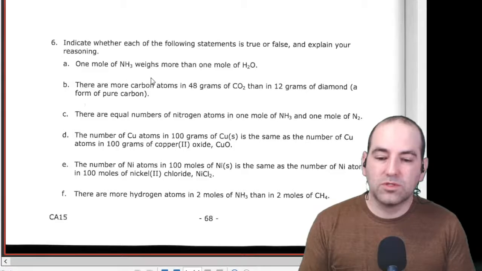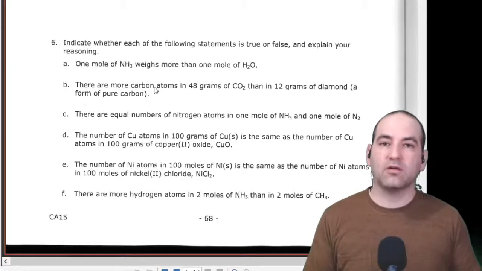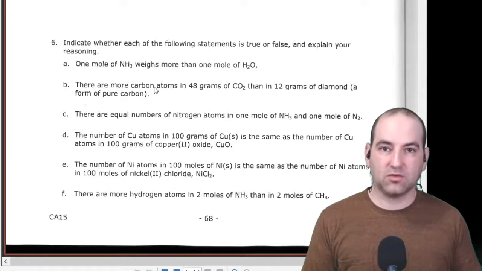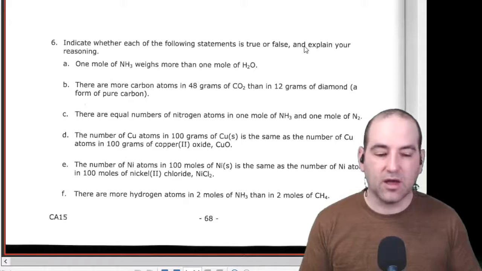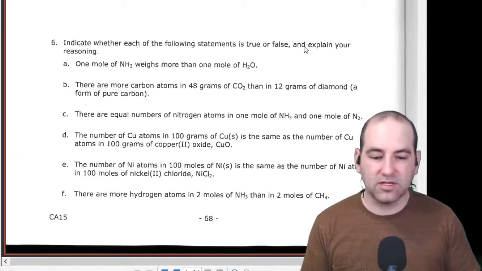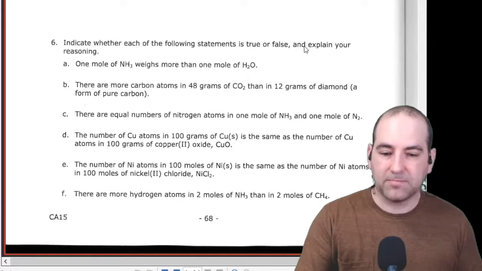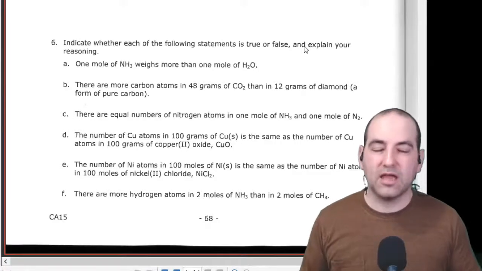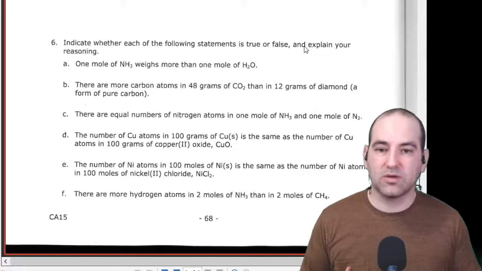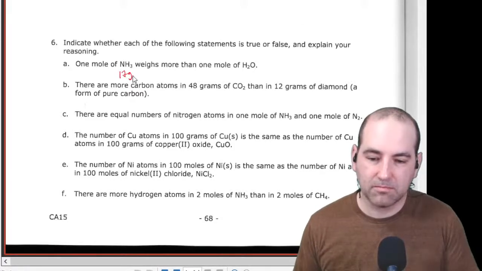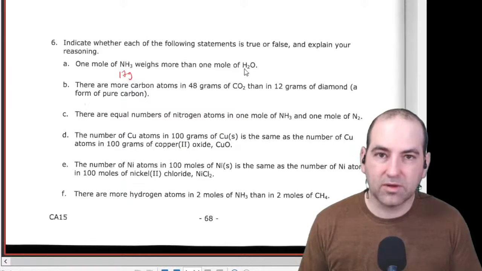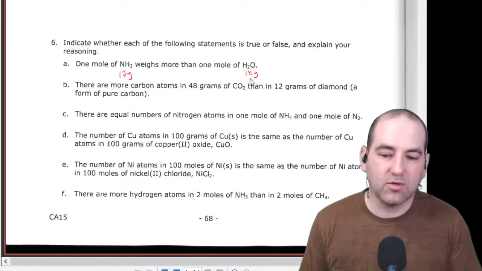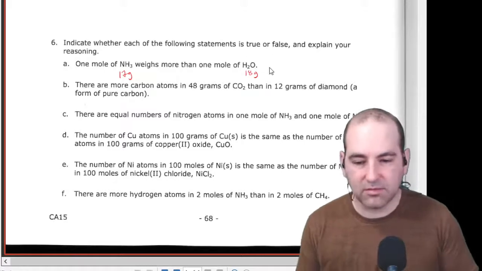To be able to do that, we need to know the masses of a mole of each of those things, which we can fairly quickly and easily calculate. Because these are true or false estimates, we can use whole numbers just to make things faster and easier. So NH3: I look up N, it's 14, H is 1, so NH3 is about 17 grams. And then H2O, 16 plus 1 is 18, so about 18 grams. Does a mole of NH3 weigh more than a mole of H2O? No, it's the opposite, so that one has to be false.